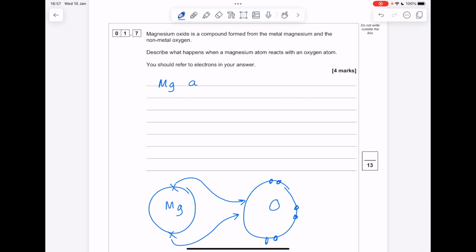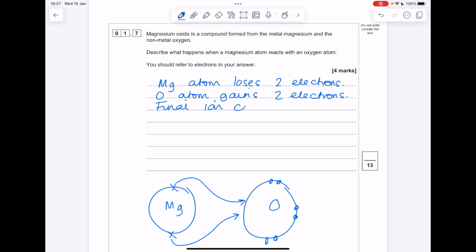So the magnesium atom loses 2 electrons. Oxygen atom gains 2 electrons. Believe it or not, we're already up to 3 marks. Final ion charges are Mg2+ and O2-.